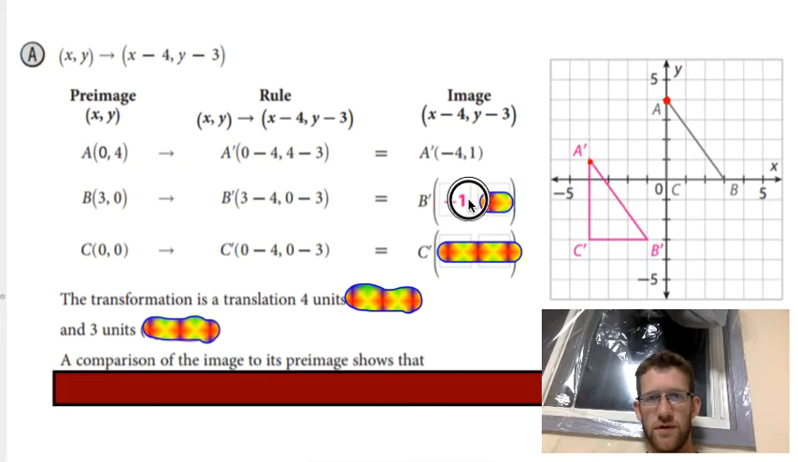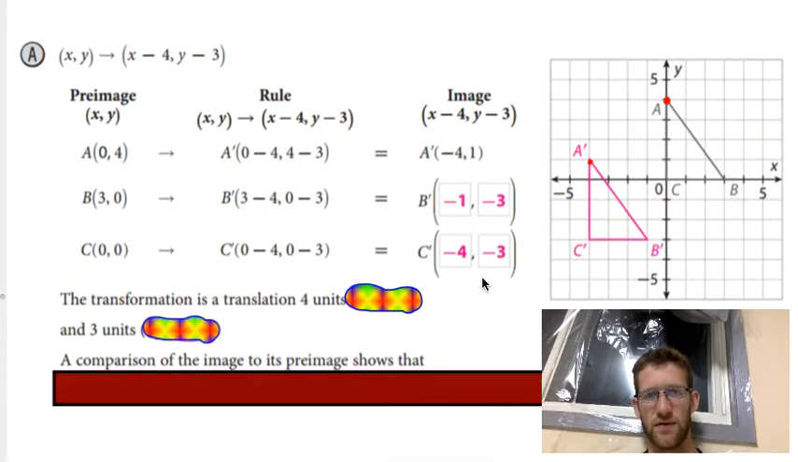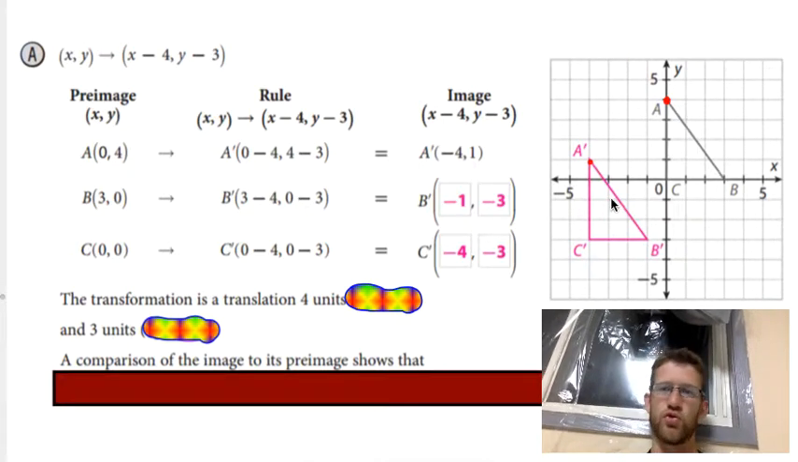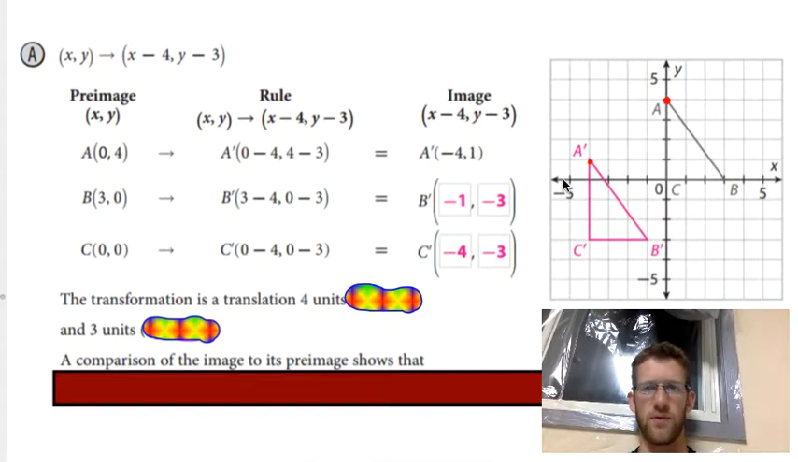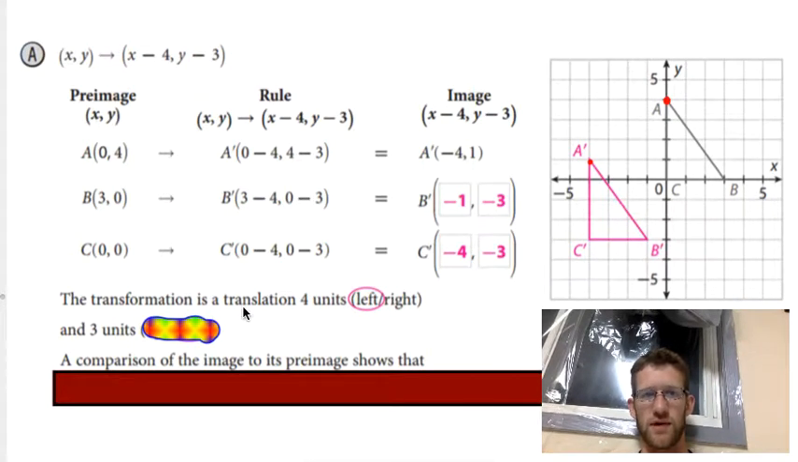Okay, 3 minus 4 is negative 1. 0 minus 3 is negative 3. 0 minus 4 is negative 4. And 0 minus 3 is negative 3. So these are the coordinates for B prime and C prime. Note here that the triangle basically just shifted, right? You took a triangle up here and it just scooted down. It scooted 4 units left and 3 units down. So it was a translation.